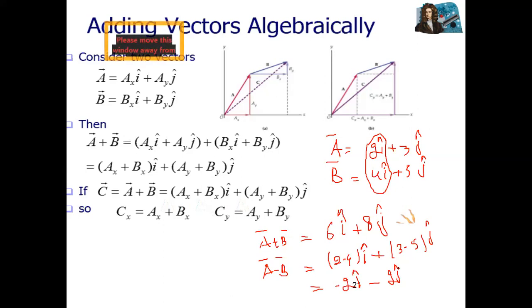Same, if you have three dimensions, x, y, z or i, j, k. So in addition, add i with i, j with j and k with k. And in subtraction, subtract i with i, j with j and k with k. These are addition and subtraction of vectors algebraically. Correct? It will be easy, I think, Zahir.